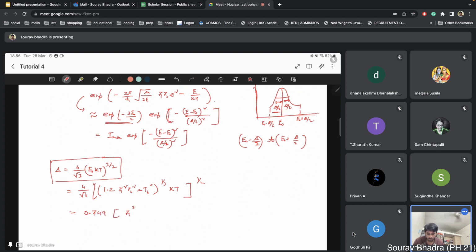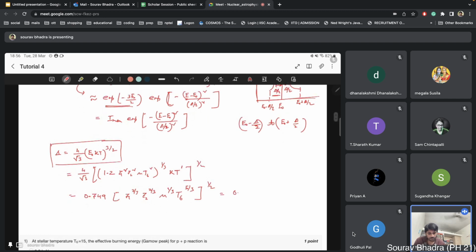So Z1 2/3, Z2 2/3, mu to the power 1/3, T6 to the power 2 by 3 here. Here is also a temperature to the power half. So 2 by 3 plus 1 by 2, that will be 7 by 6. So this will be 0.749 Z1 square Z2 square mu T6 to the power 1 by 6 in keV. If you cannot remember this part, just try to remember this expression at least. That will be helpful for solving the problems.